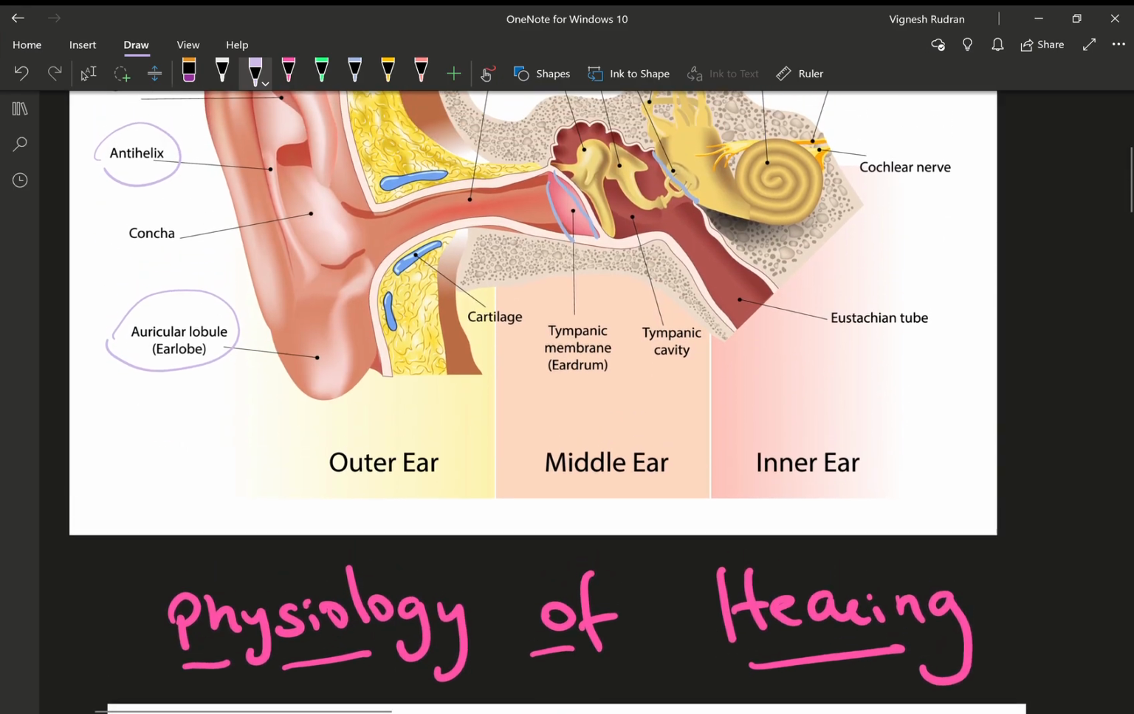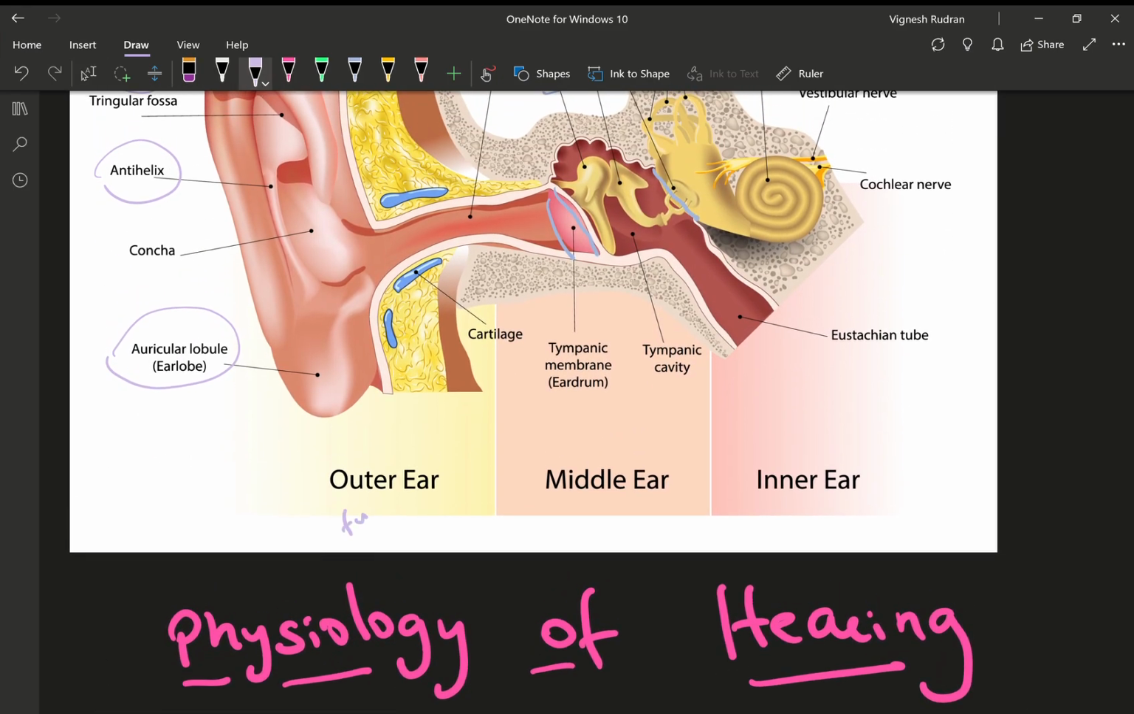So the outer ear basically works as a funnel and helps in resonating the sound. So it does not do any kind of amplification. The main work it's going to do is resonance and make sure the outside sound resonates much better in this small space over here, and that causes this tympanic membrane to vibrate.